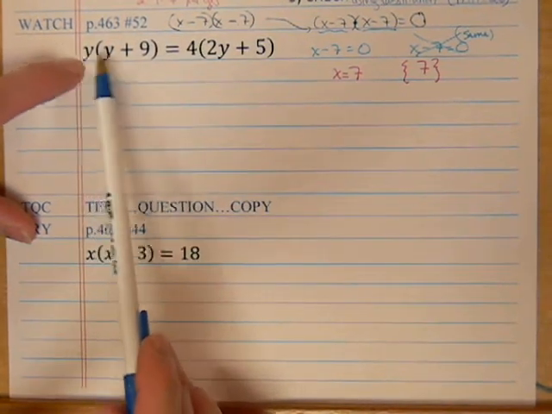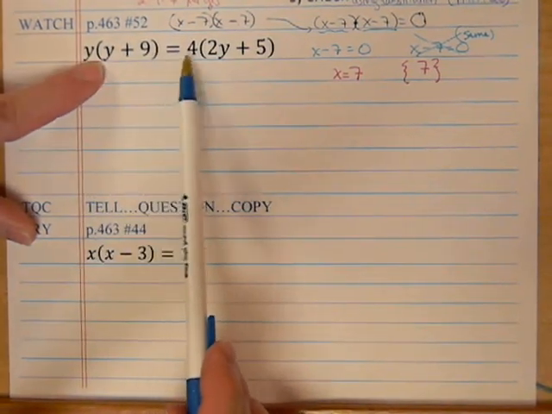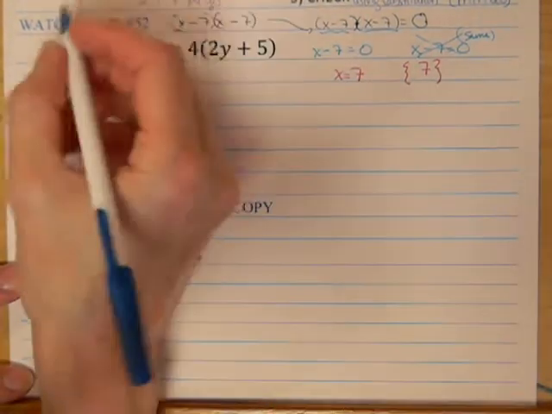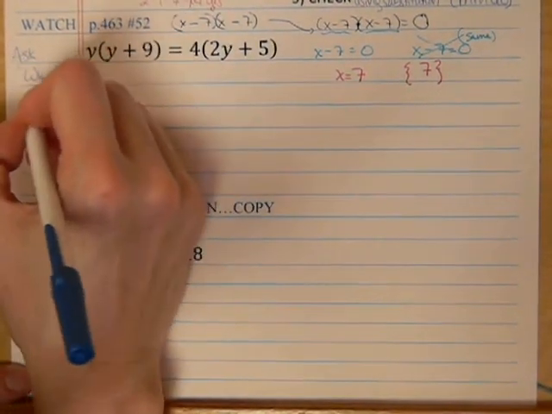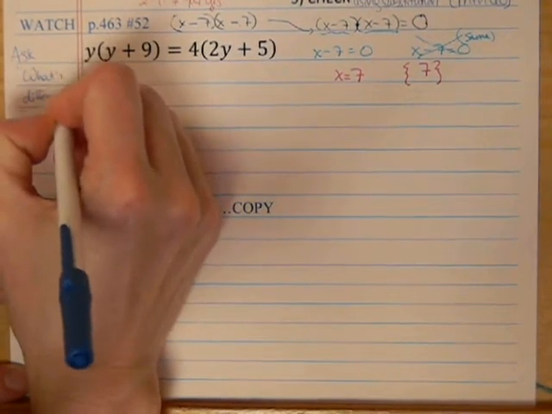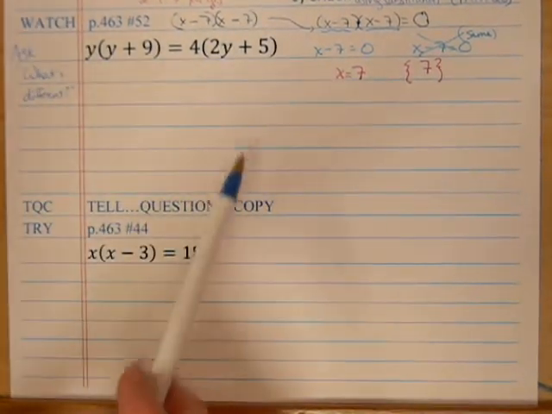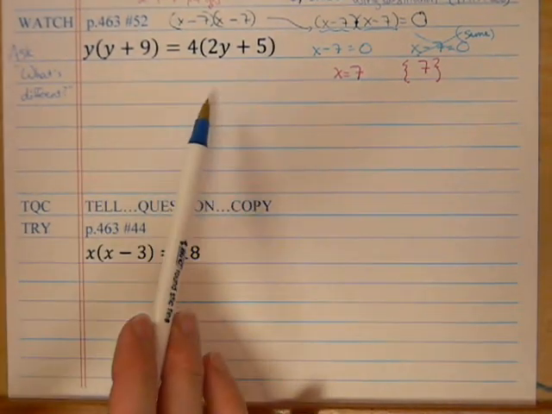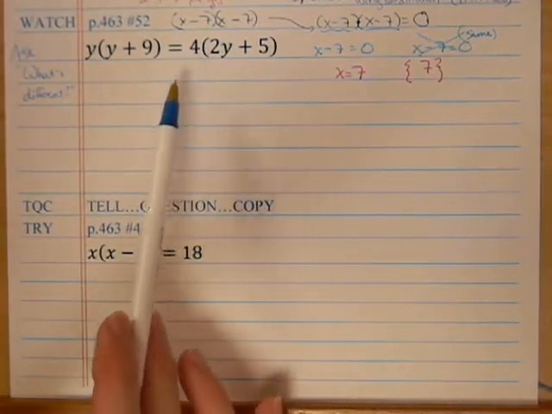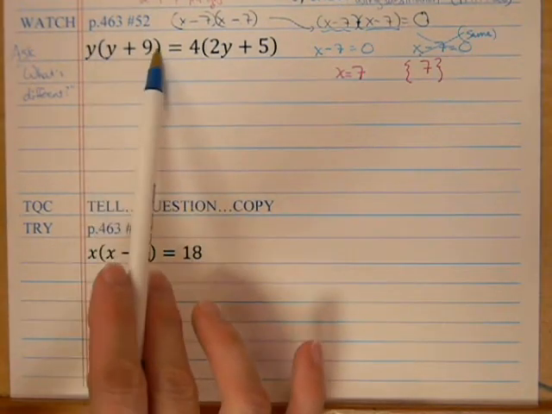We've got y times the quantity y plus 9 equals 4 times the quantity 2y plus 5. And so you would just want to pause and ask yourself, this is a great technique to help get you ready for the exam. What's different? Well, what's different is I've got y's. That doesn't really change anything. We know how to factor and solve equations with y. That's okay. But what's different also is I've got parentheses here.